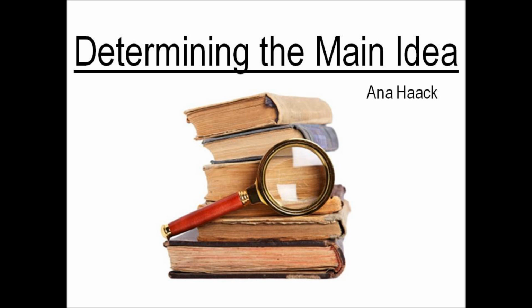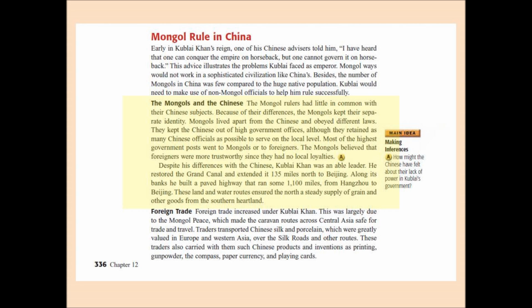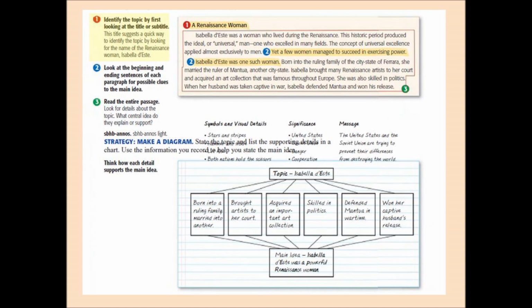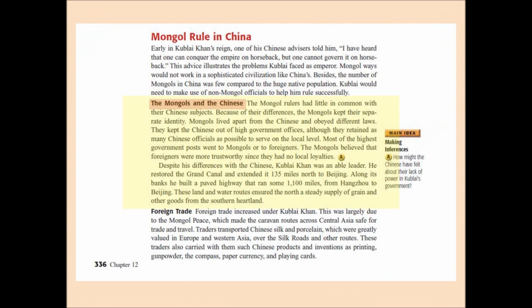Determining the main idea. This is the paragraph example that we will use from the book. The first step is identify the topic by first looking at the title or subtitle. Our subtitle is The Mongols and the Chinese.